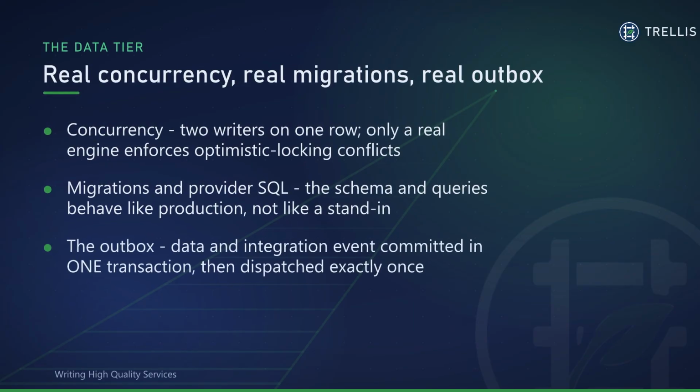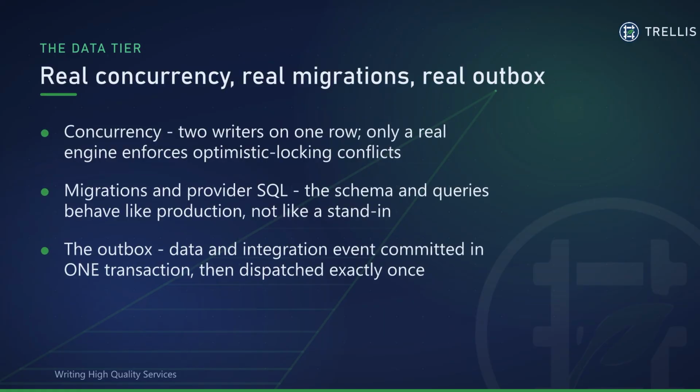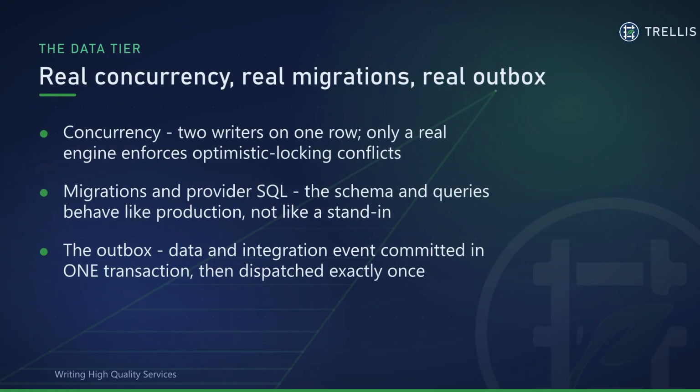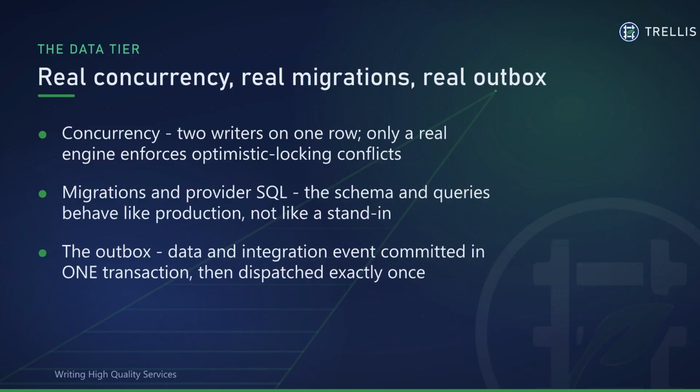And third, the outbox. The pattern where a domain change and the integration event it emits have to be committed in a single transaction, then delivered exactly once. That atomicity and that exactly-once delivery are real database properties. To test any of these honestly, you need the real thing.